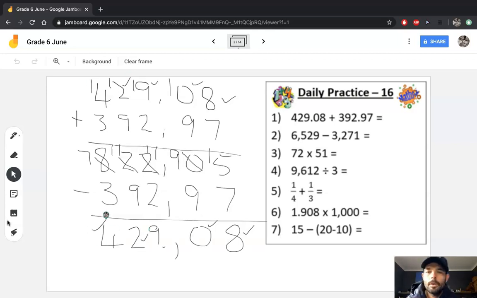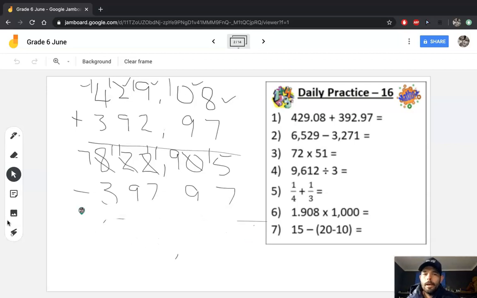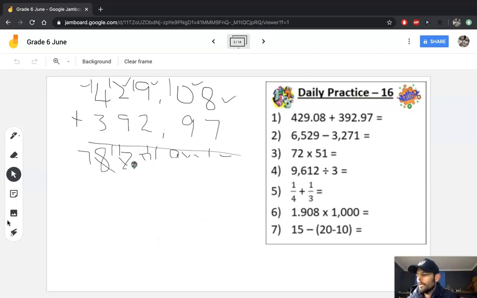So there we can see 429.08. So our original calculation must be correct. Now I'm happy. I can move on. I don't have to go back and check that question again. And I'm confident moving forward.